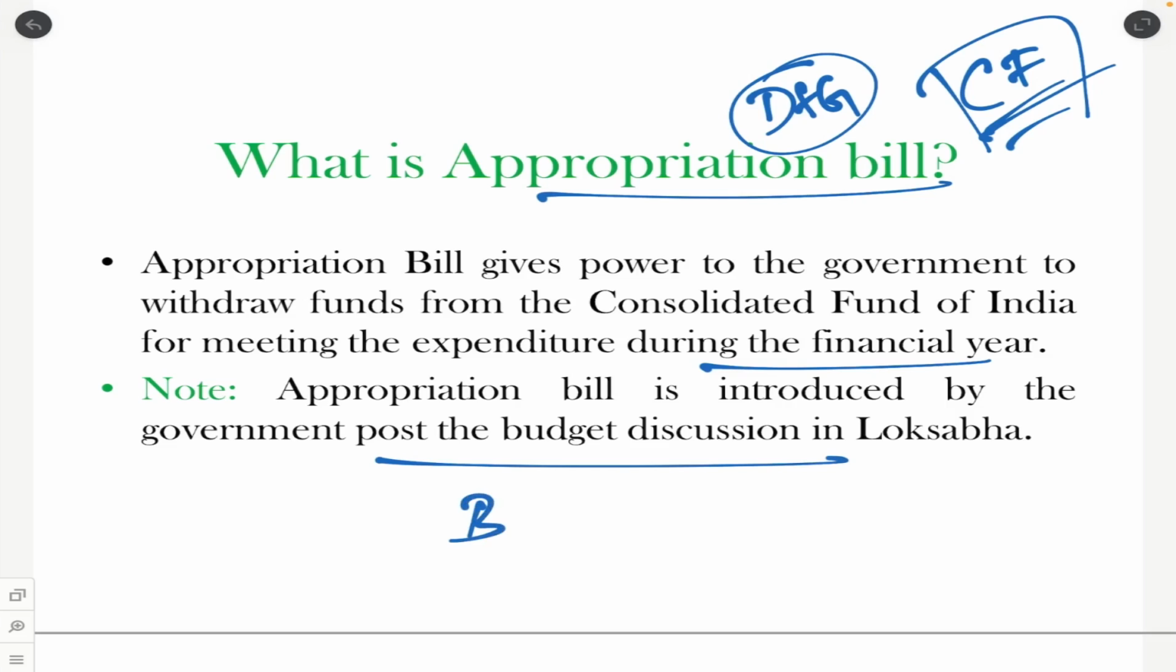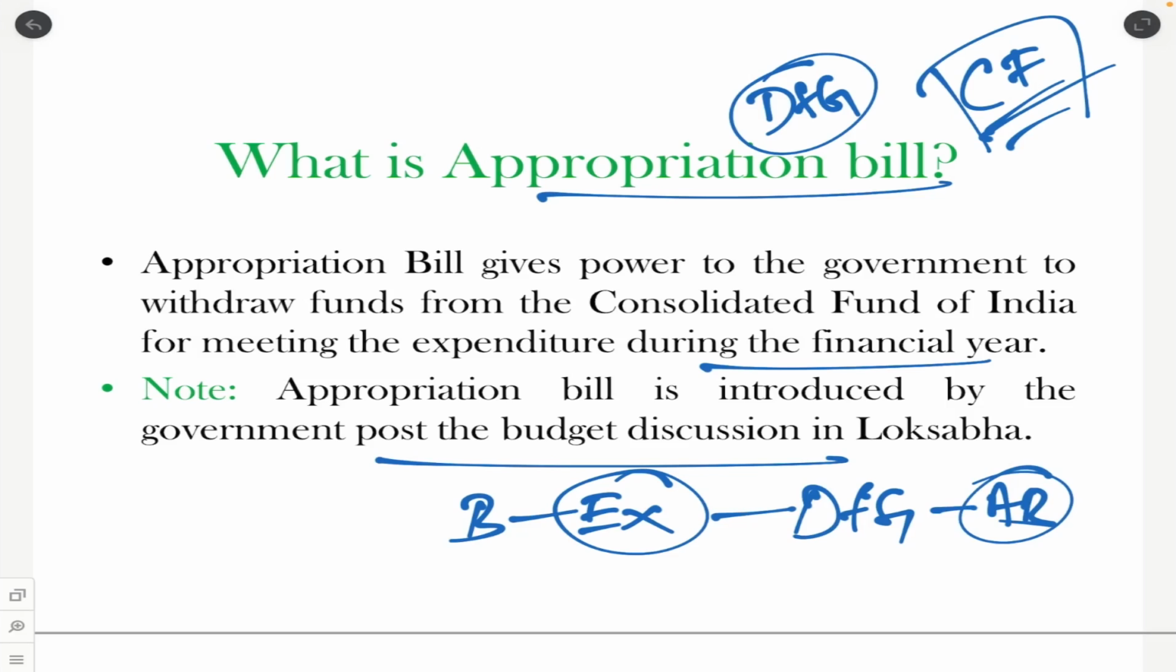So what happens now? The budget is presented. All the expenses that the government is expecting to incur in the financial year are told to the Lok Sabha. Then the government will present the demand for grants and then there will be discussion on the budget. Finally, the government will pass the appropriation bill, as a result of which the government will get the power to withdraw the money from the consolidated fund.